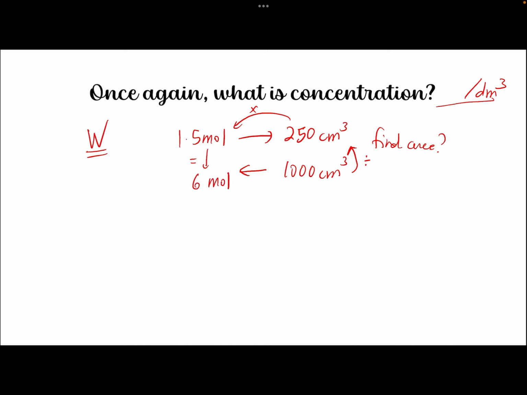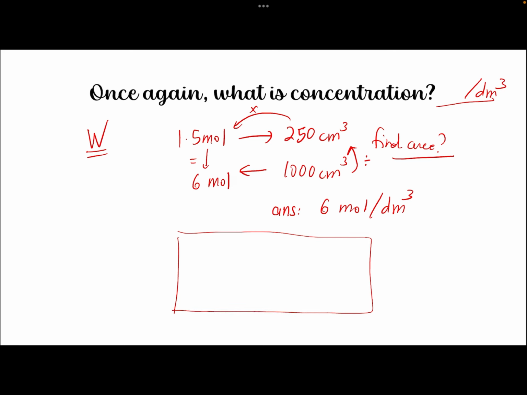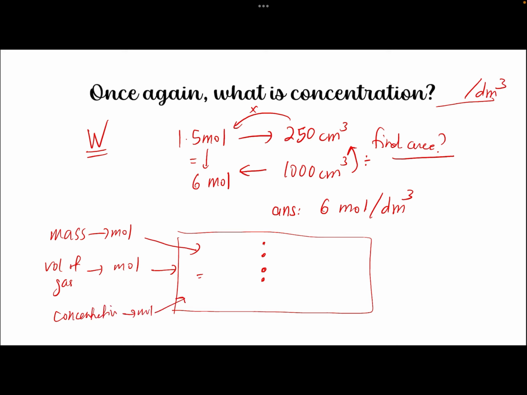So whenever the question asks you for concentration, you cannot leave your answer like this. You must always write out in proper unit, which is 6 moles per dm cube. Alright, so this is concentration. So again, in a very nice scenario, you only need to deal with ratio. But of course, this is O levels. They will probably give you an extra step to do also. Sometimes they will require you to convert from mass to mole. Then you can use the ratio. Sometimes volume of gas. Then you convert to mole. Then you can use ratio. Sometimes it's even concentration. Then you find mole. Then use the ratio. So it depends on the problem.